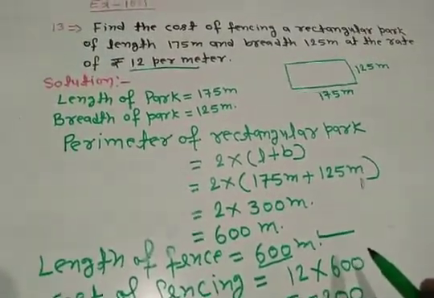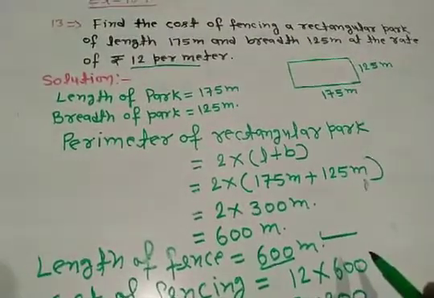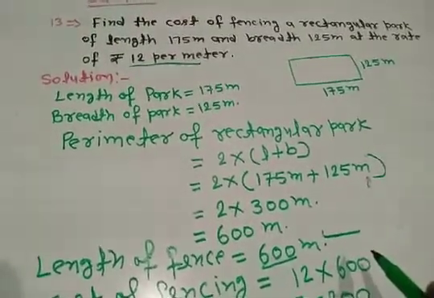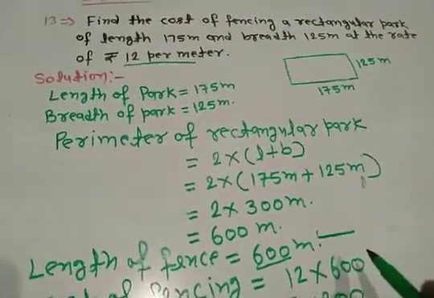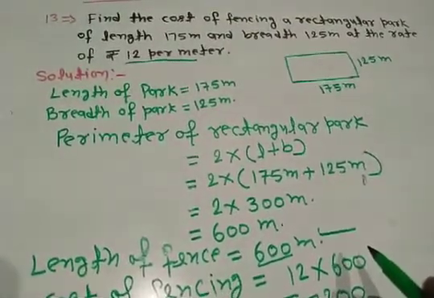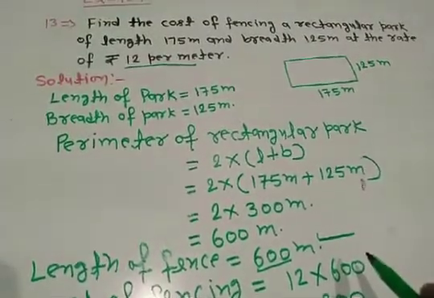Okay, and question number 13 again. Find the cost of fencing a rectangular park of length 175 meter and breadth 125 meter at the rate of 12 rupees per meter. Clear?